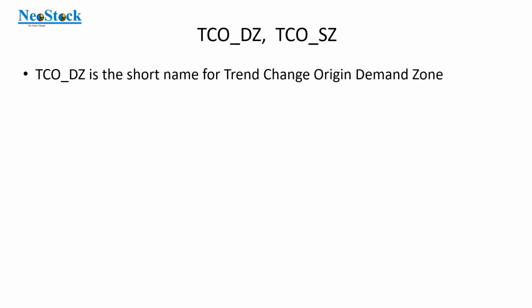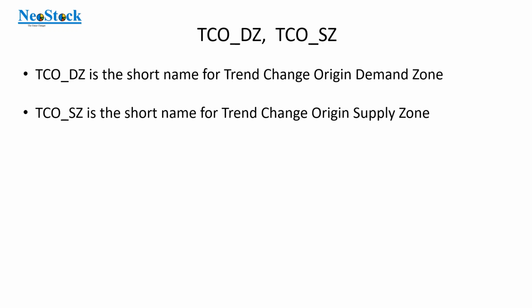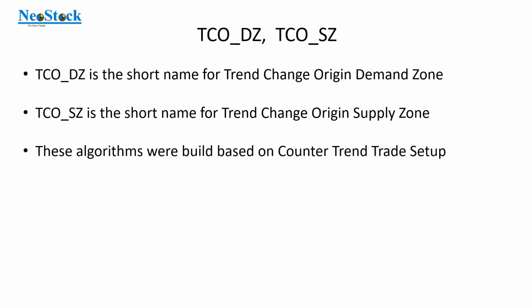And the next one is TCO underscore DZ and TCO underscore SZ. So what are their abbreviations? TCO underscore DZ is the short name for trend change horizon demand zone, because DZ stands for demand zone. And TCO underscore SZ is the short name for trend change horizon supply zone. And these algorithms were built based on counter trend trade setup.